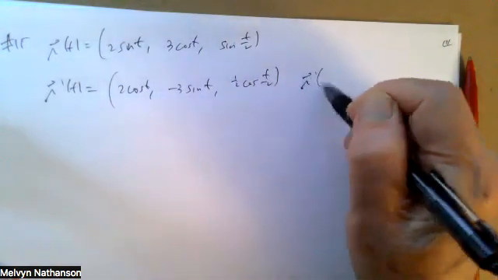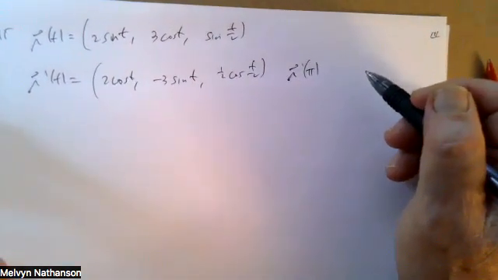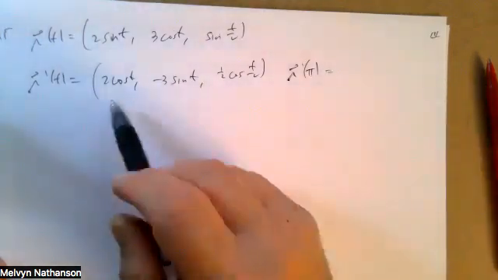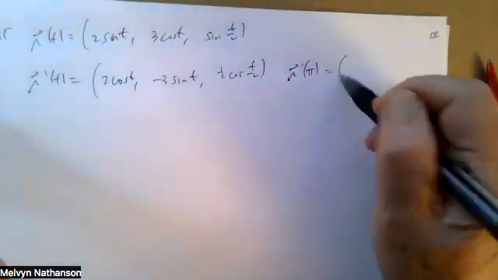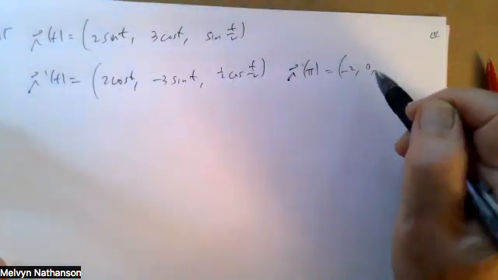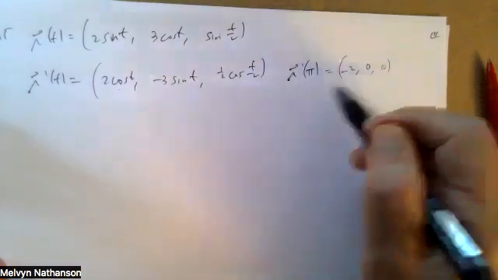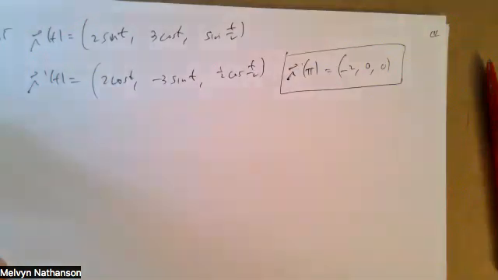And when you evaluate this at pi, because you want to find the tangent vector at pi, 2 cosine pi is minus 2. Sine pi is 0. Cosine pi over 2 is again 0. So the tangent vector is just minus 2, 0, 0.